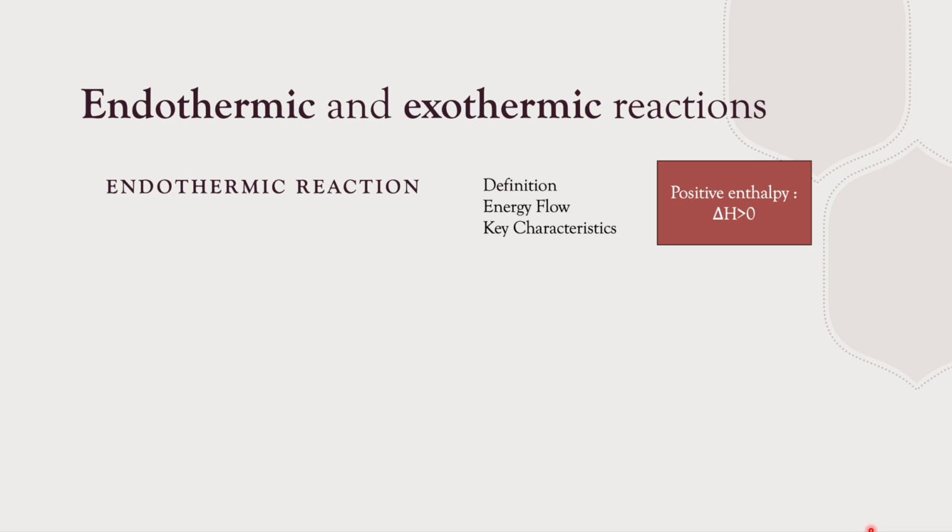What are some examples of that? We have photosynthesis, the process by which plants convert carbon dioxide and water into glucose and oxygen using sunlight as an energy source. Here, the energy is absorbed from sunlight to form glucose. Another example is dissolving ammonium nitrate in water. Ammonium nitrate absorbs heat when it dissolves, making the solution feel cooler.